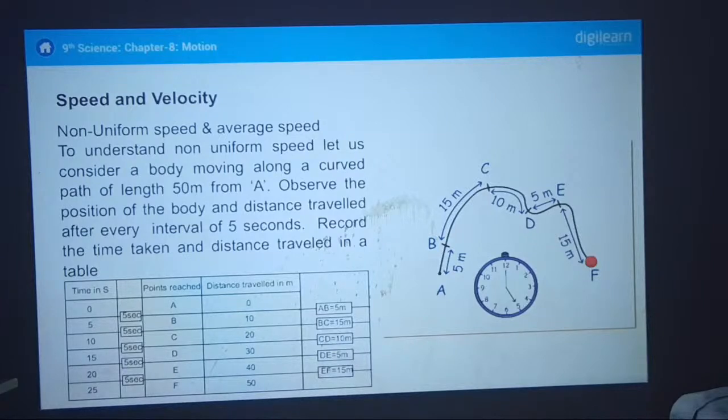At time 0 seconds, point reached is A, distance travelled is 0 meters. Time 5 seconds, point reached B, distance travelled 5 meters. At time 10 seconds, point reached is C and distance travelled is 20 meters. At time 15 seconds, point reached is D, distance travelled is 30 meters. At time 20 seconds, point reached is E, distance travelled is 40 meters. At time 25 seconds, point reached is F, distance travelled is 50 meters.